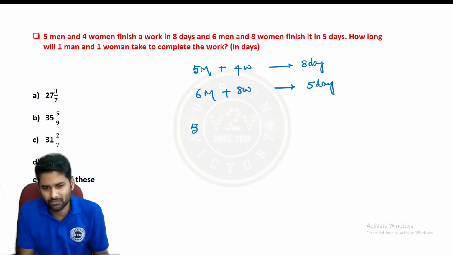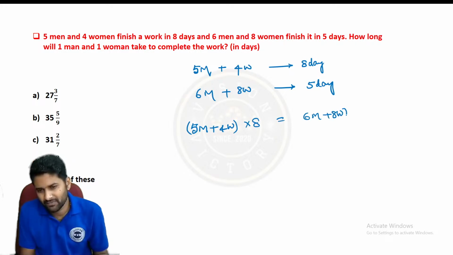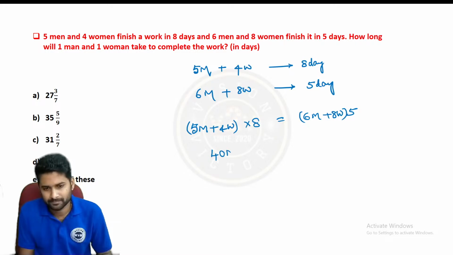Now see, total work is the number of people multiplied with the number of days. The same work, different people will finish in 5 days. So both are talking about the total work only. Just solve the equation here.